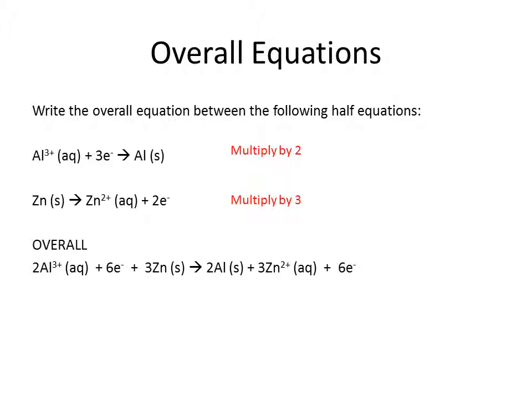When we work out our overall equation, that therefore means that we'll have 2 aluminiums plus the 6 electrons and the 3 zinc atoms on the left-hand side, and the right-hand side will be 2 aluminium, 3 zinc ions and 6 electrons. Now we have our 6 electrons, they can be cancelled out to give us our overall ionic equation.